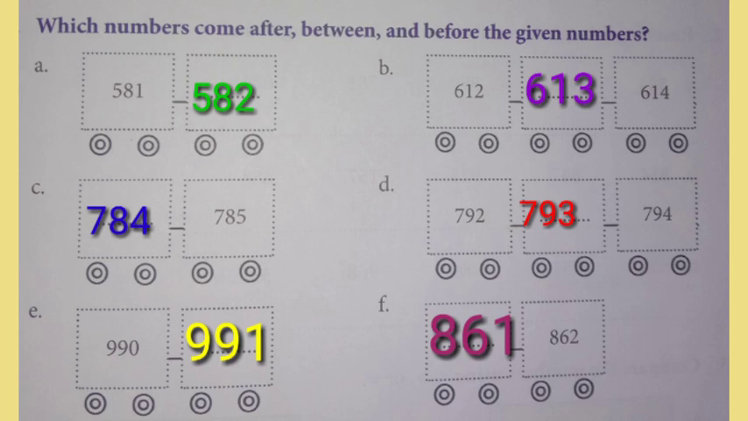Bit D, the given numbers are 792 and 794. The number that comes in between the given numbers 792 and 794 is 793. Bit E, the given number is 990. The number that comes after 990 is 991. Bit F, the given number is 862. The number that comes before the given number 862 is 861.